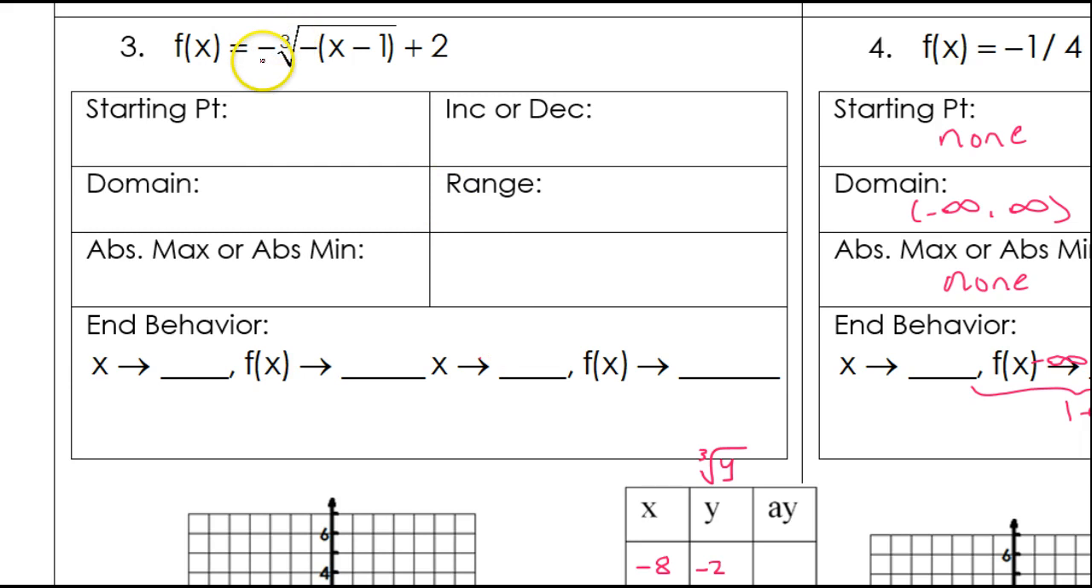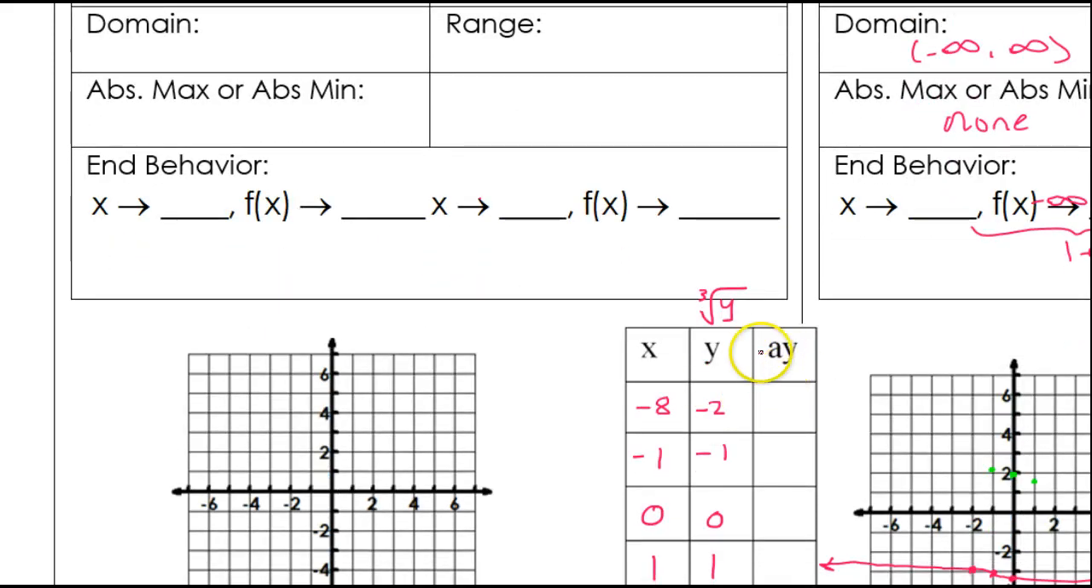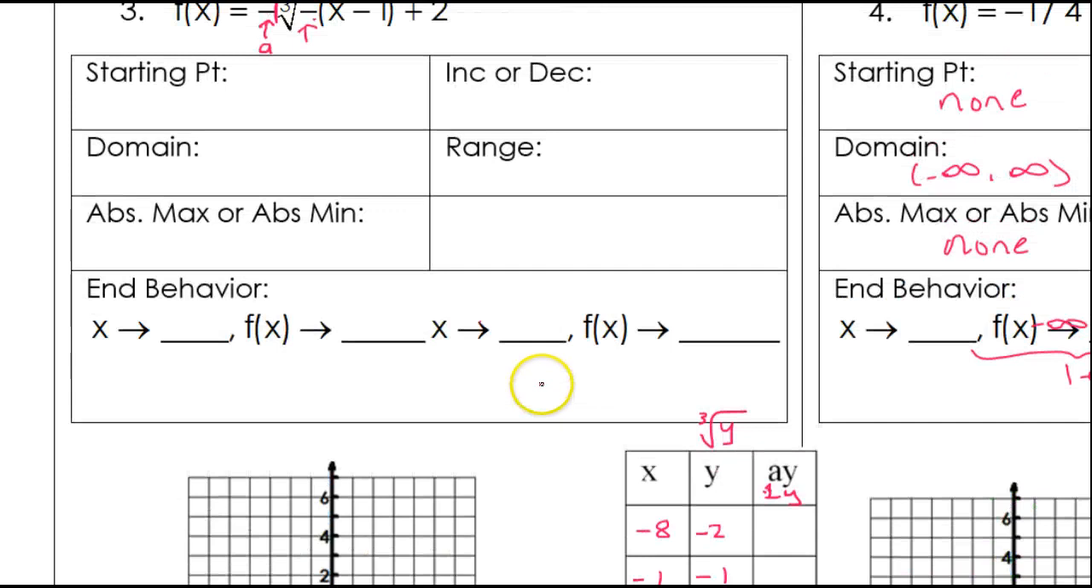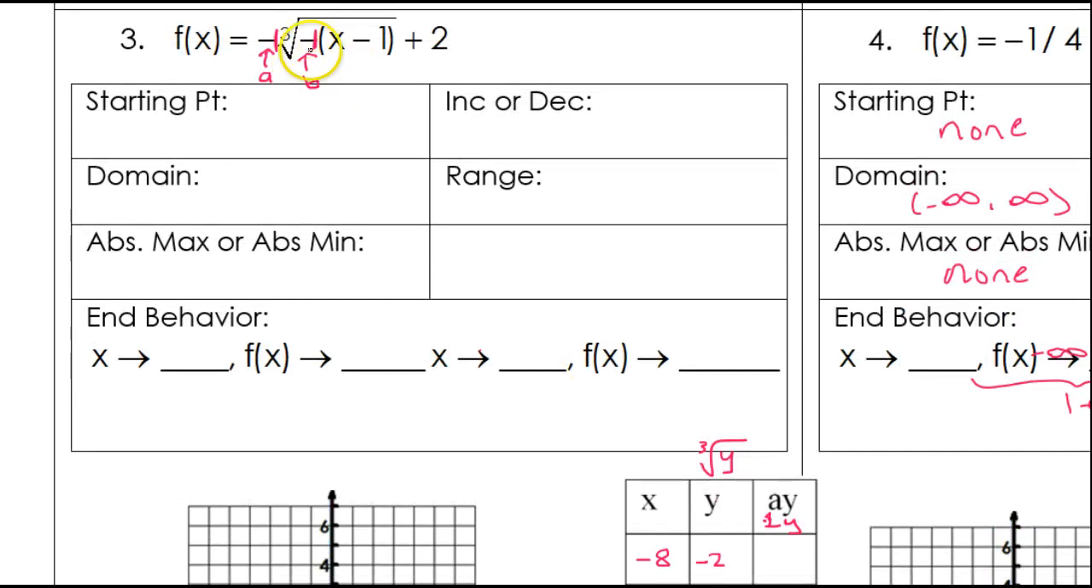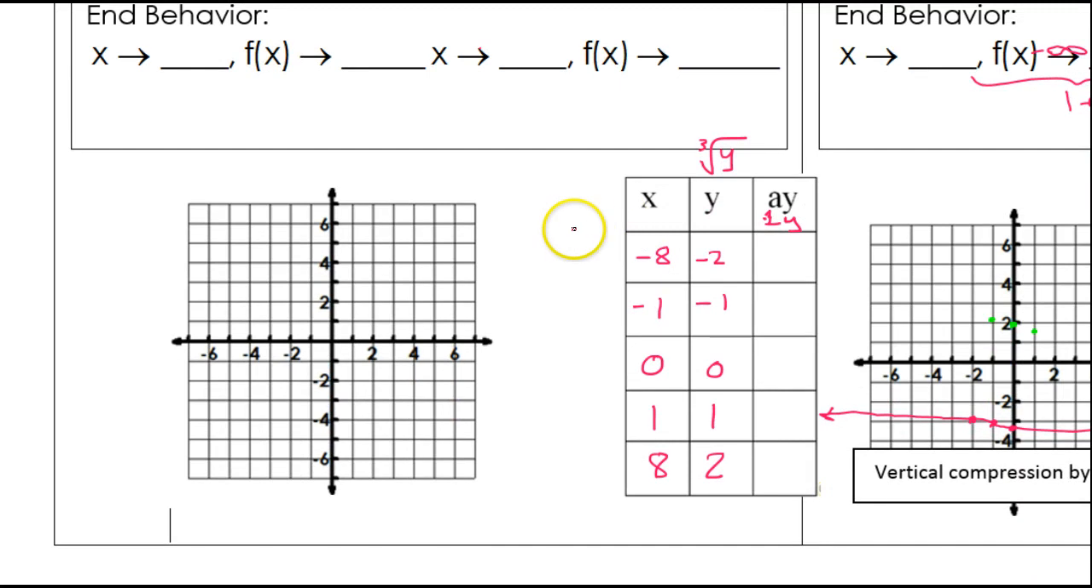Okay, now looking at this problem, we have an a value and a b value. There's a -1 in the front, and there's a -1 on the inside. Because of the a value, we're going to need a new y column. And specifically, we're going to wind up doing -1 times y. Now, because of the b value, which is also -1, we're going to need a new x column as well.